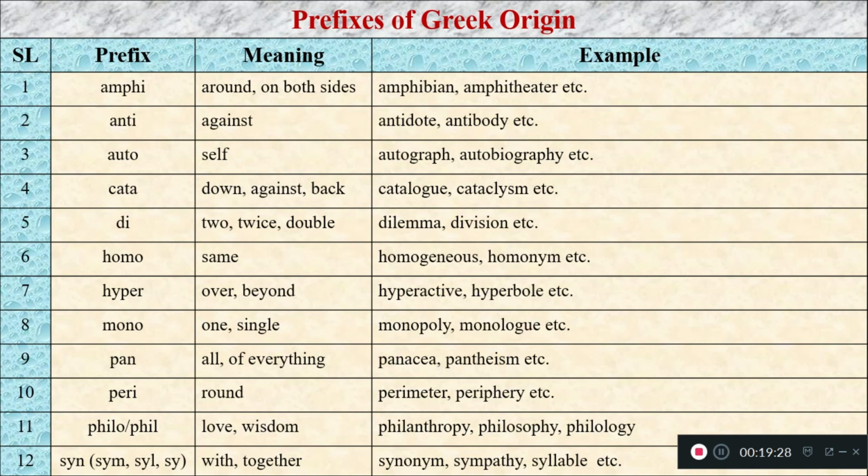Next, syn or sym or syl means with or together. For example, synonym means a word or phrase that has the same or nearly the same meaning as another word. Sympathy means having the same feeling.